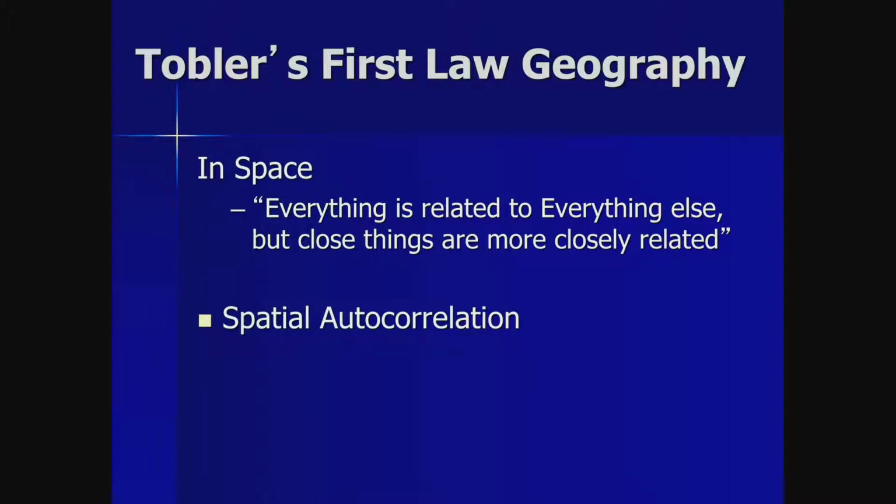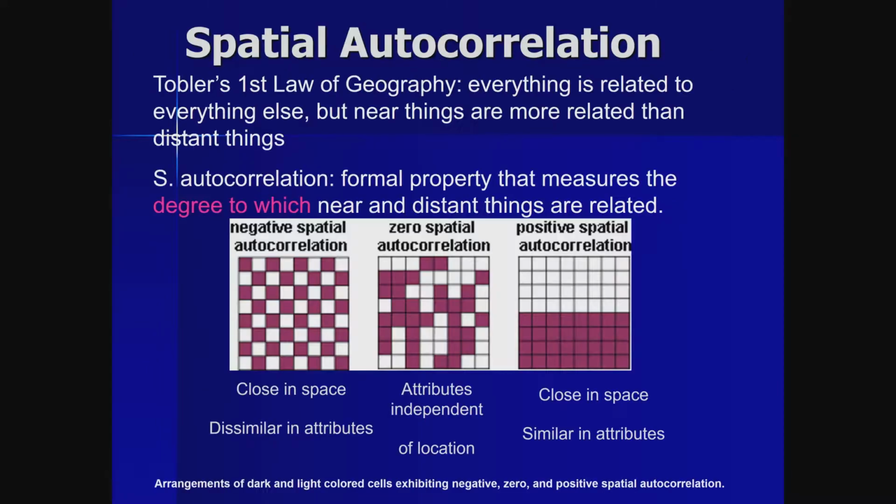Okay. All right. So getting back to that question that was tough on the test, we're going to talk about spatial autocorrelation. Waldo Tobler was a scientist. He came up with what we now refer to as the first law of geography. In space, everything's related to everything else, but close things are more closely related. And in numerical terms, in other words, if we want to quantify this, we refer to that as spatial autocorrelation. Spatial autocorrelation measures the degree to which near and distant things are related. And if you think about it, they can be related in different ways.